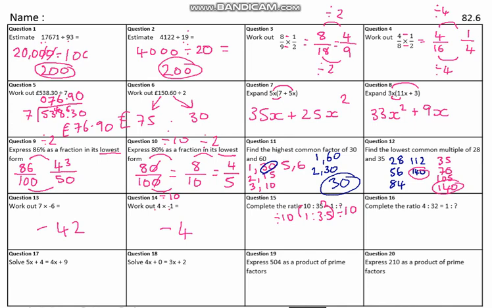So the next one's the same. This time we've got 4 to 32, but we want it 1 to something. To go from 4 to 1, they've divided by 4, so I'm going to do the same on the other side. 32 divided by 4 equals 8. So that's my answer for that one.